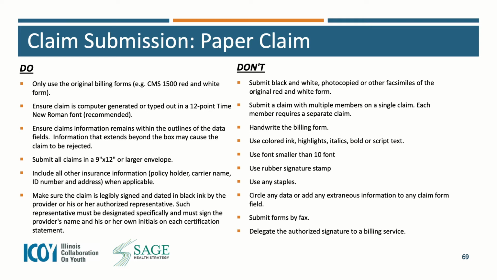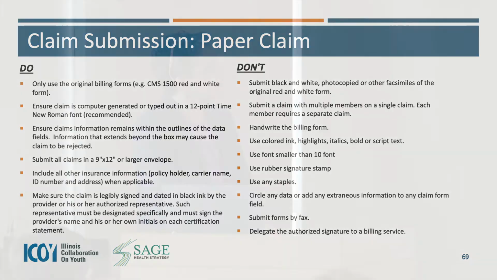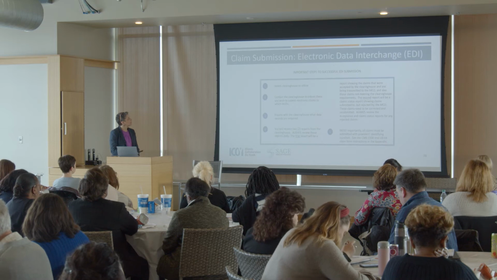Don't go outside the fields, otherwise it could reject. And again, make sure that everything is signed, sealed, delivered. Don't use signature stamps. Don't put any staples on there or add any extraneous information. Even though they're a paper form, they're still going to be scanned into the MCO system, so they only want to see what they need to see, and it's got to be within those boxes, and it's got to be legible.